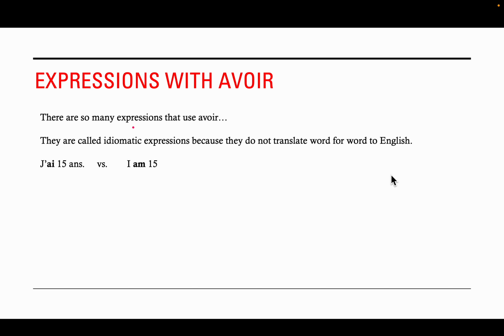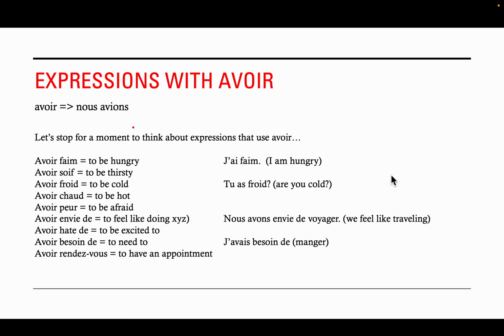J'ai 15 ans versus the English form, I am 15. J'ai 15 ans uses the verb avoir, whereas in English we use the verb être to say I am 15. Here's a list, write some down.